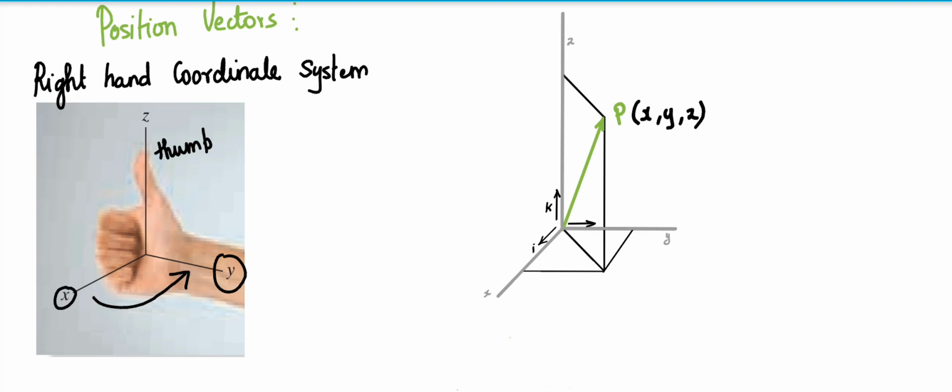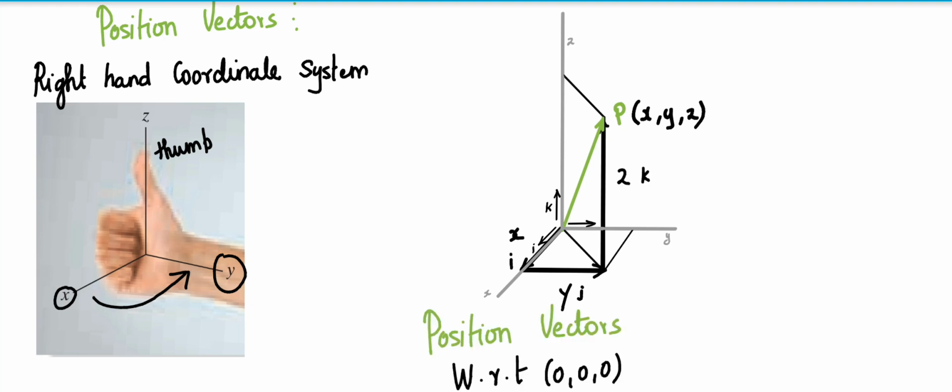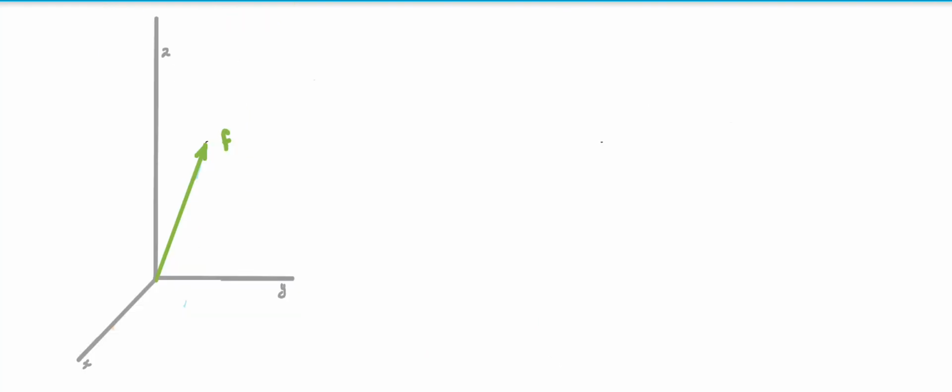So let's see what this position vector P represents. It actually represents that we have to move a distance X in the i direction, a distance Y in the j direction, and a distance Z in the k direction to reach P. Combined, I represent this as a position vector. So the R vector defines how much distance we have to move to reach point P from O, that is xi plus yj plus zk.